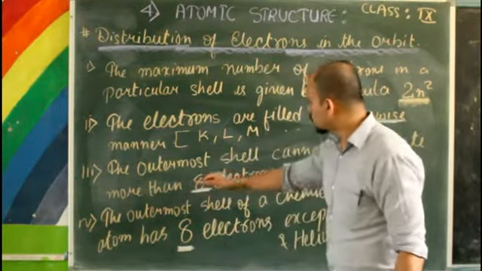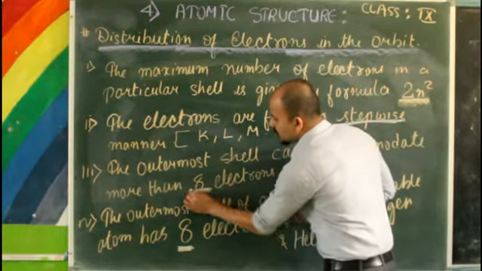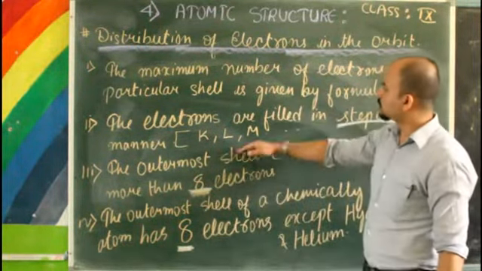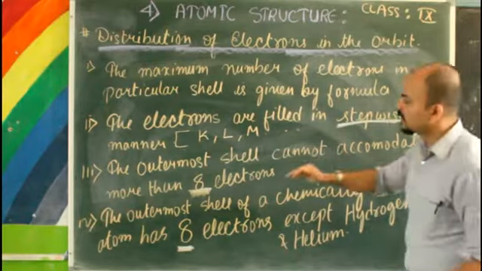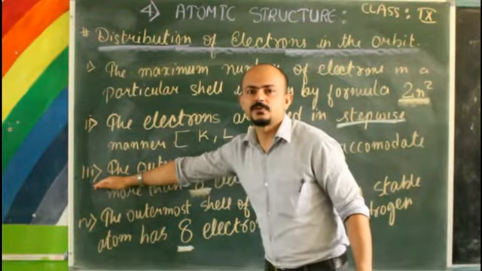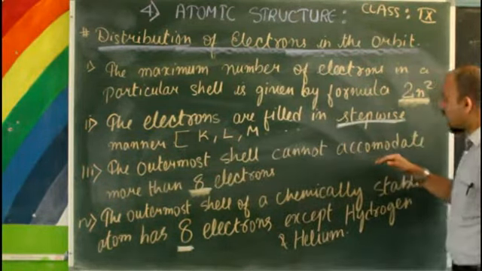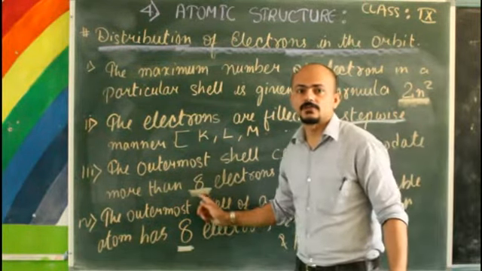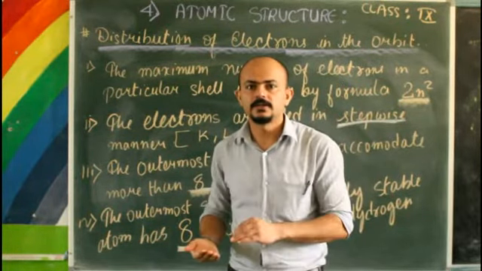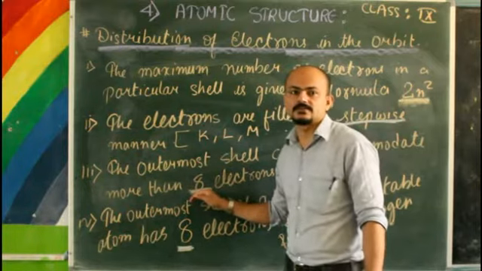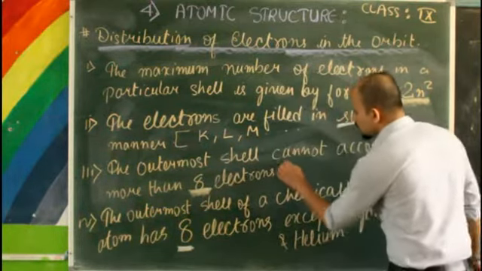Number 3, the outermost shell cannot accommodate more than 8 electrons. Now this is very important. Even though the first rule might give you a greater number of electrons in a particular shell, the third point is very important, and please go through it once again. The outermost shell cannot accommodate more than 8 electrons. According to your syllabus and your level, this is true. So if it has more than 8 electrons, let me give you an example.